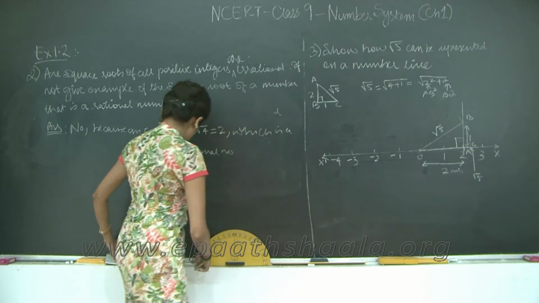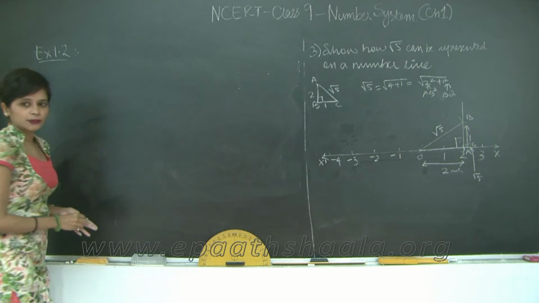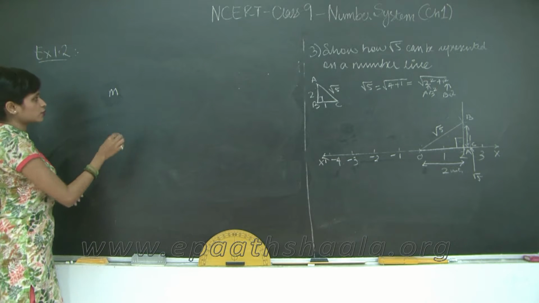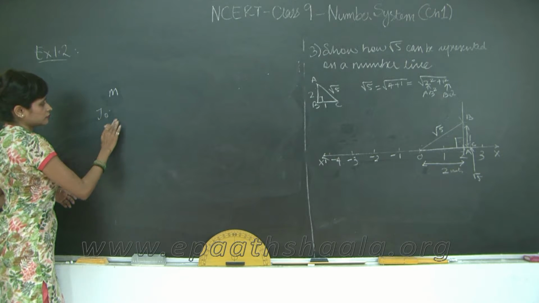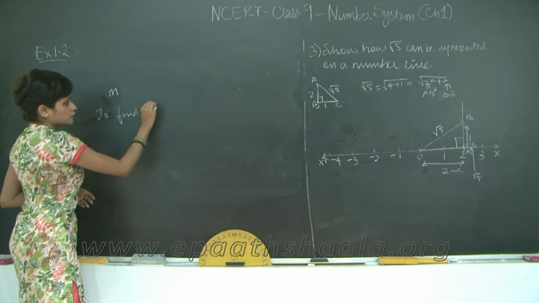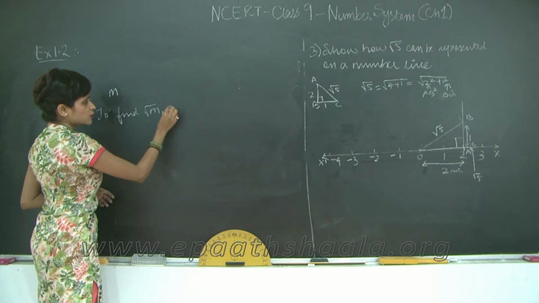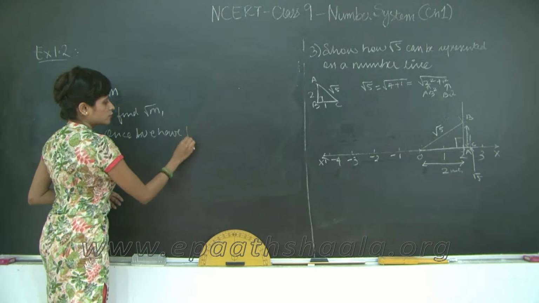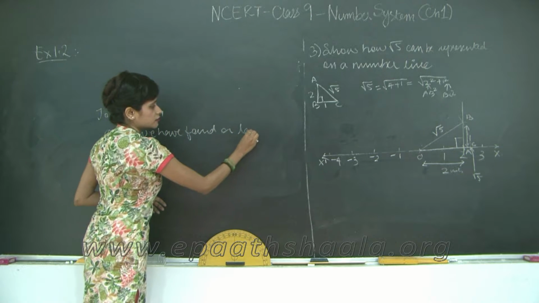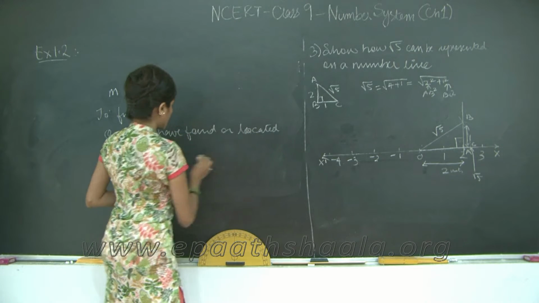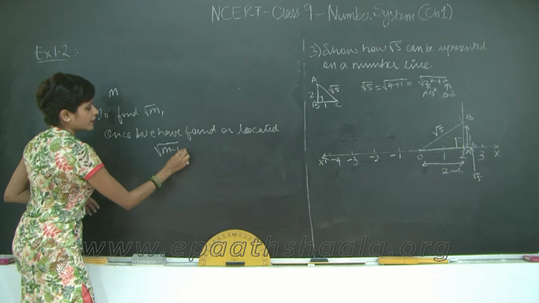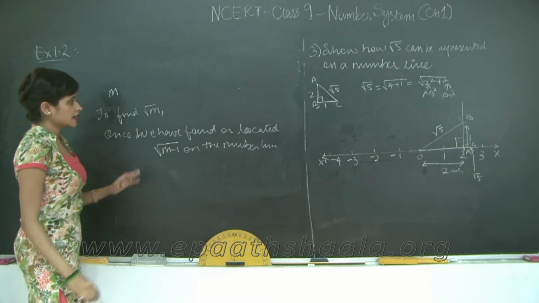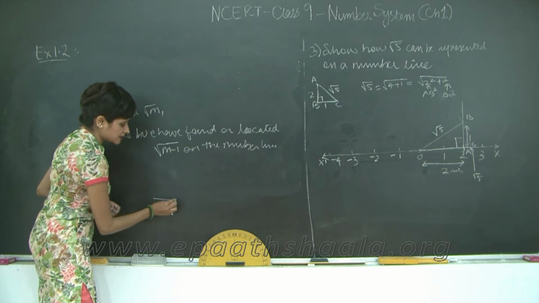Just in case, let me erase this side, then I will explain you further. So if you have any positive integer, let's say m, and you need to find the square root of m, we can always do that once we have found or located under root of m minus 1 on the number line. Right?